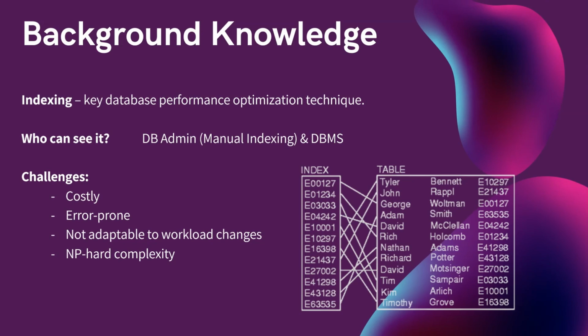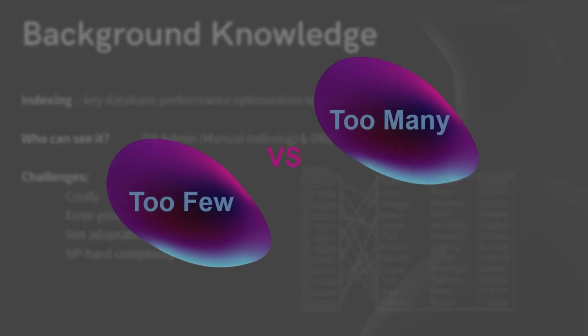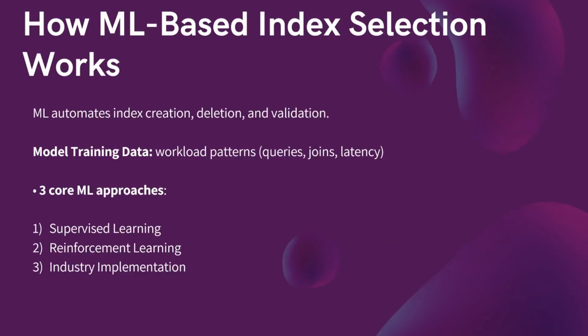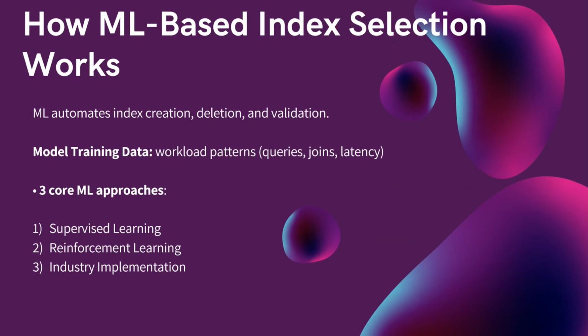While they are not directly accessible to regular users, they can be modified by the system itself and the database administrators. But the challenge is that selecting the optimal set of indexes is a highly complex task. It is not only computationally expensive, but it also involves a wide range of trade-offs. Too few indexes can lead to slow queries, while too many can increase storage costs and slow down data updates. This is where machine learning enters the picture.